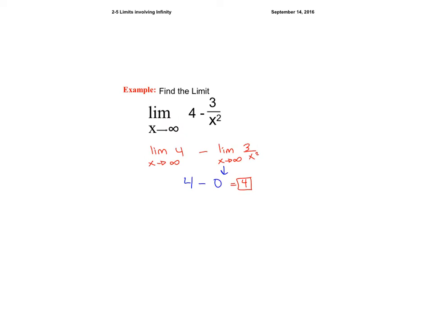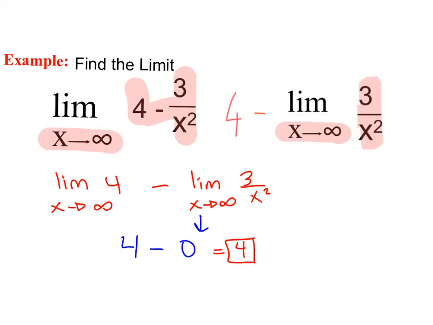Alrighty, let's find the limit. So find the limit as x approaches infinity of 4 minus 3 over x squared, which can be rewritten as follows. As you can see, you can separate limits. We talked about this in the past. So you can have the limit as x approaches infinity of 4, which simply equals 4. And then you can have this bad boy right here.